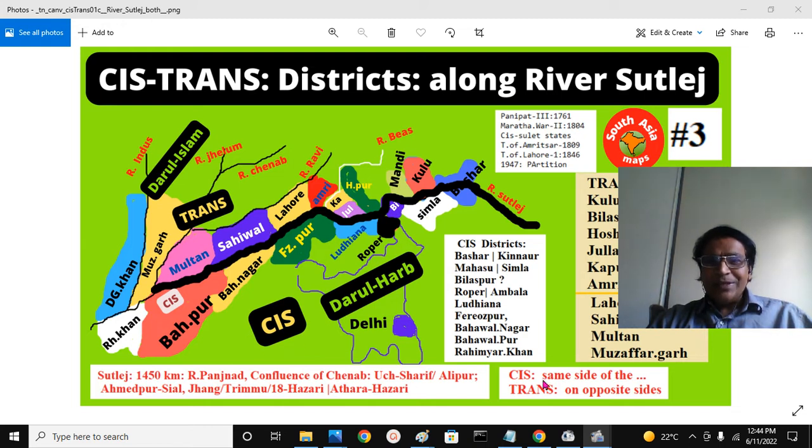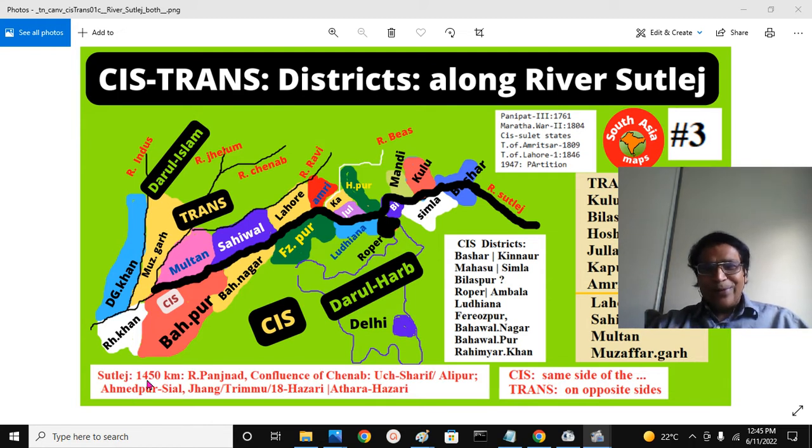CIS is a Latin word meaning same side. We are putting our focal point at Delhi, Indraprastha. We are traveling from here and we hit the Sutlej River. So CIS is this side, the same side of Delhi. Trans means once we cross across, the opposite side. CIS and trans are terms used in chemistry, genetics, many sciences, and also in geography. CIS districts, CIS regions, CIS provinces, trans districts, trans regions, trans kingdoms, and so on. So our demarcation line is the Sutlej River.